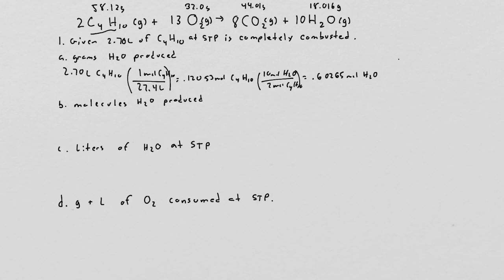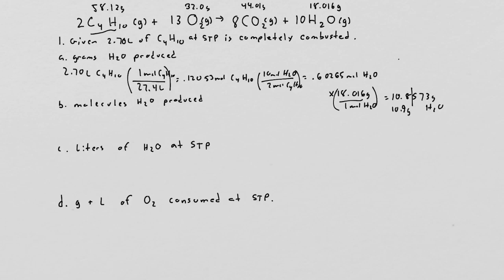Now, if I want to know the grams of that, essentially, I'm just going to take that and multiply it by 18.016 grams, which is 1 mole of water. And that gives me 10.8573 grams of water. And I'm going to cut that off right there. So my final answer is going to be 10.9.